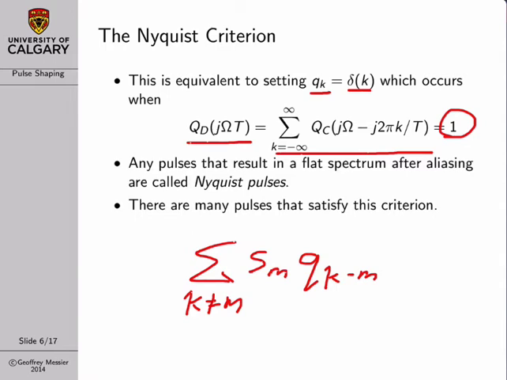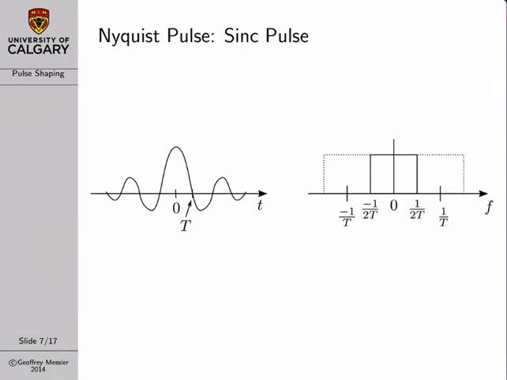And that basically just means that as long as all the overlapping aliased spectra of the pulse that we use add up to something that's flat in the frequency domain, we have zero intersymbol interference. And any pulse that satisfies this is what's known as a Nyquist pulse. And as it turns out, there are a number of pulses that satisfy this condition, and we'll go through a few examples. The first pulse is the Sinc pulse.